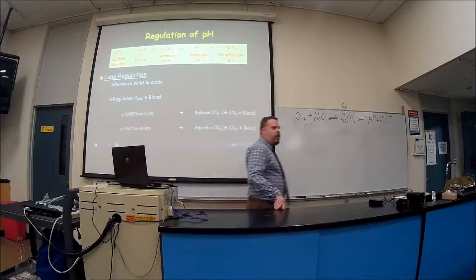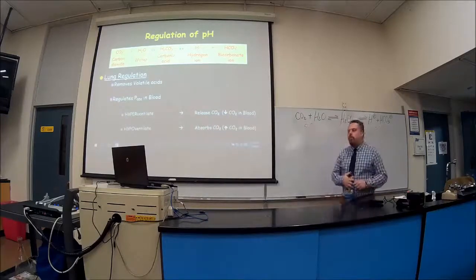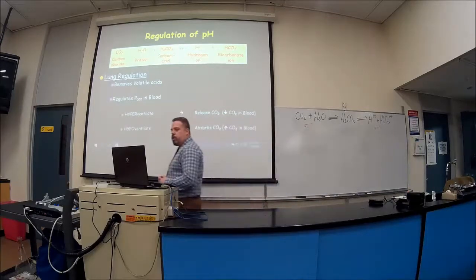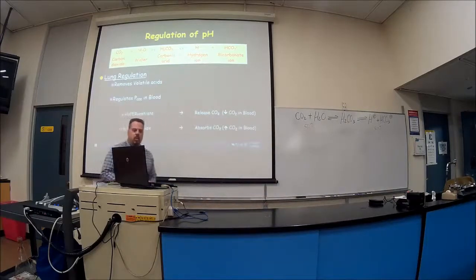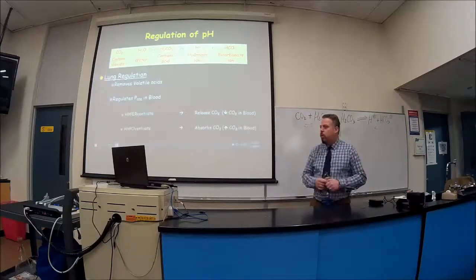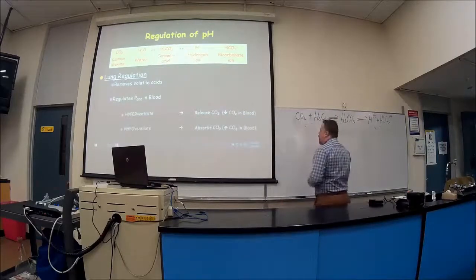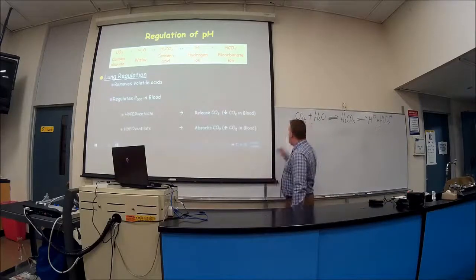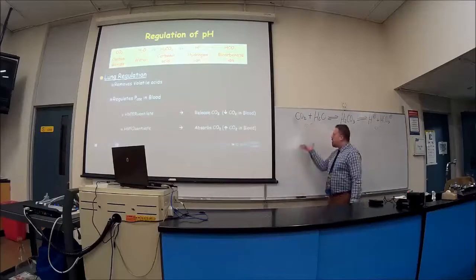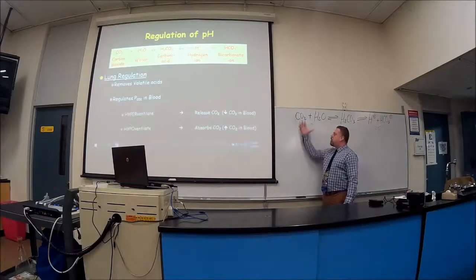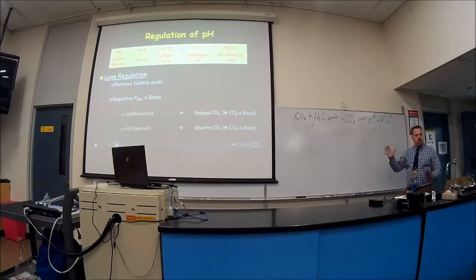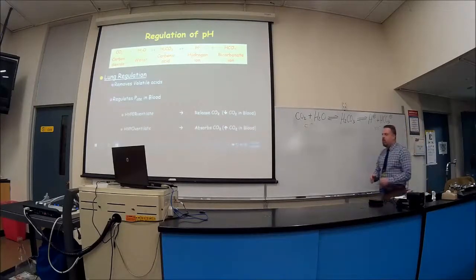So, regulation of pH. Kind of a reiteration of stuff we've been talking about. Lung regulation: the lungs are going to remove volatile acids, and they regulate the partial pressure of CO2. If you hyperventilate, you're going to blow off more CO2. If you hypoventilate, then the CO2 wants to stay in your body. This starts building up, and the reaction goes this way. Does that make sense? Hypoventilation, hyperventilation.